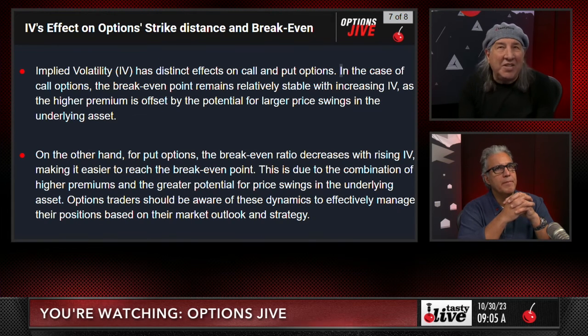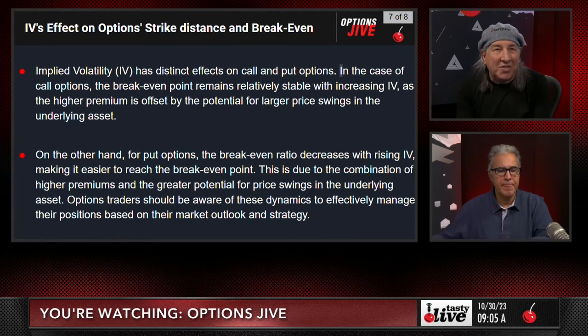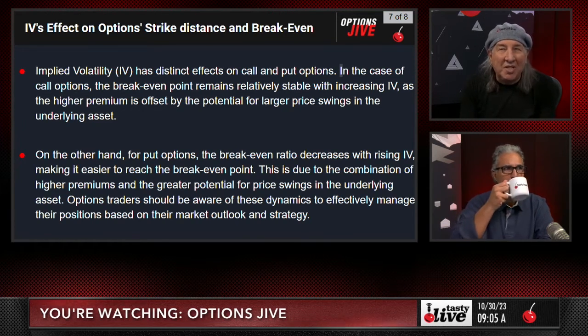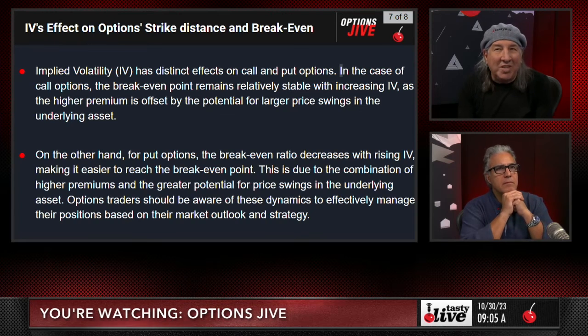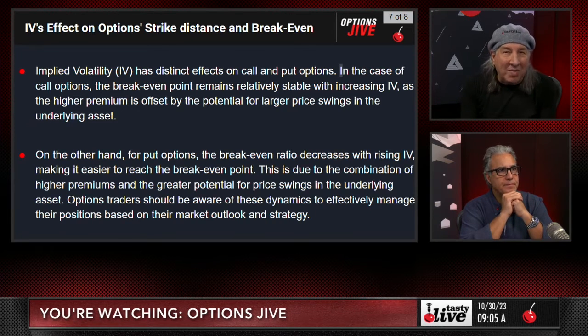So implied volatility has distinct effects on call and put options. In the case of call options, the break-even point remains stable with increasing implied volatility as the higher premium is offset by the potential for higher price swings. On the other hand, for put options, the break-even ratio decreases with rising implied volatility, making it easier to reach your break-even point. This is due to a combination of higher premiums and the greater potential for price swings in the underlying. So option traders should be aware of these dynamics to effectively manage their position based on market outlook and strategy. Next slide.